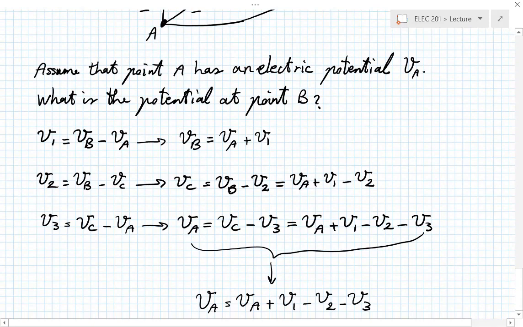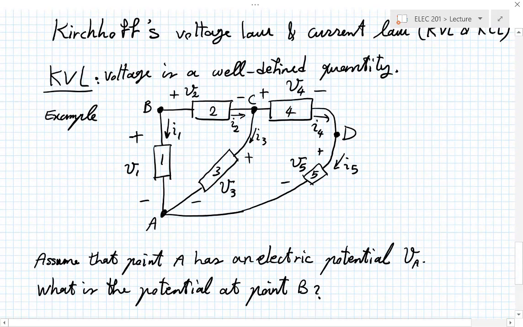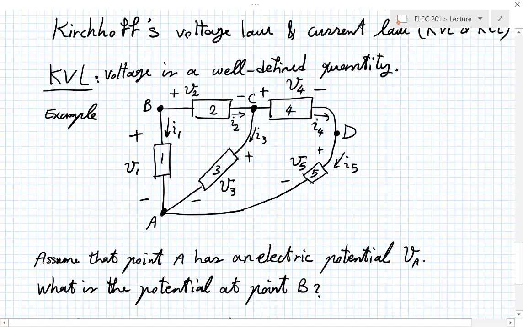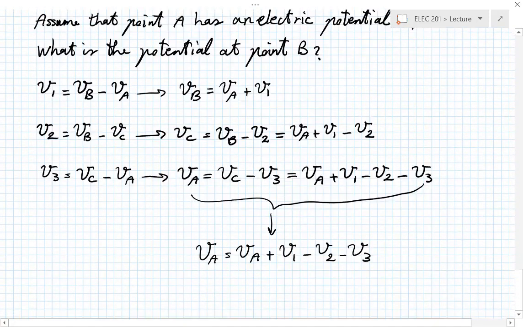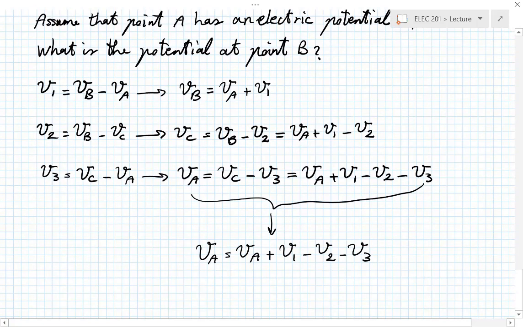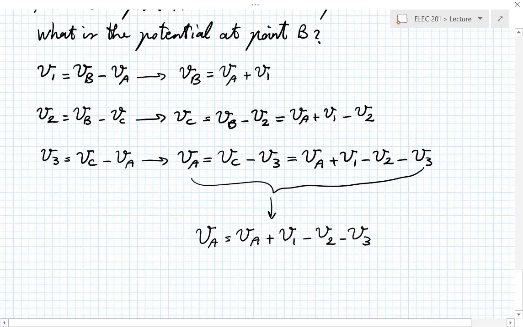So far, we haven't applied any rule other than the definition of potential difference and voltage. Okay? Kirchhoff says voltage is a well-defined quantity. This VA, there's actually a physical quantity there. So if you go around a loop like I did and come back to A, and you get something like this, this VA is well-defined. It's the same thing on both sides. So you can cross it out. So you'll get this.